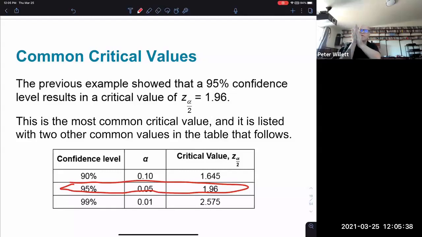If you're at 2.575, then 0.5% of area will be to the right of that. And if you go down to negative 2.575, then the other 0.5% of area will be to the left of that. Those two little slivers of area will add up to 1% of being wrong and 99% of your interval being right.